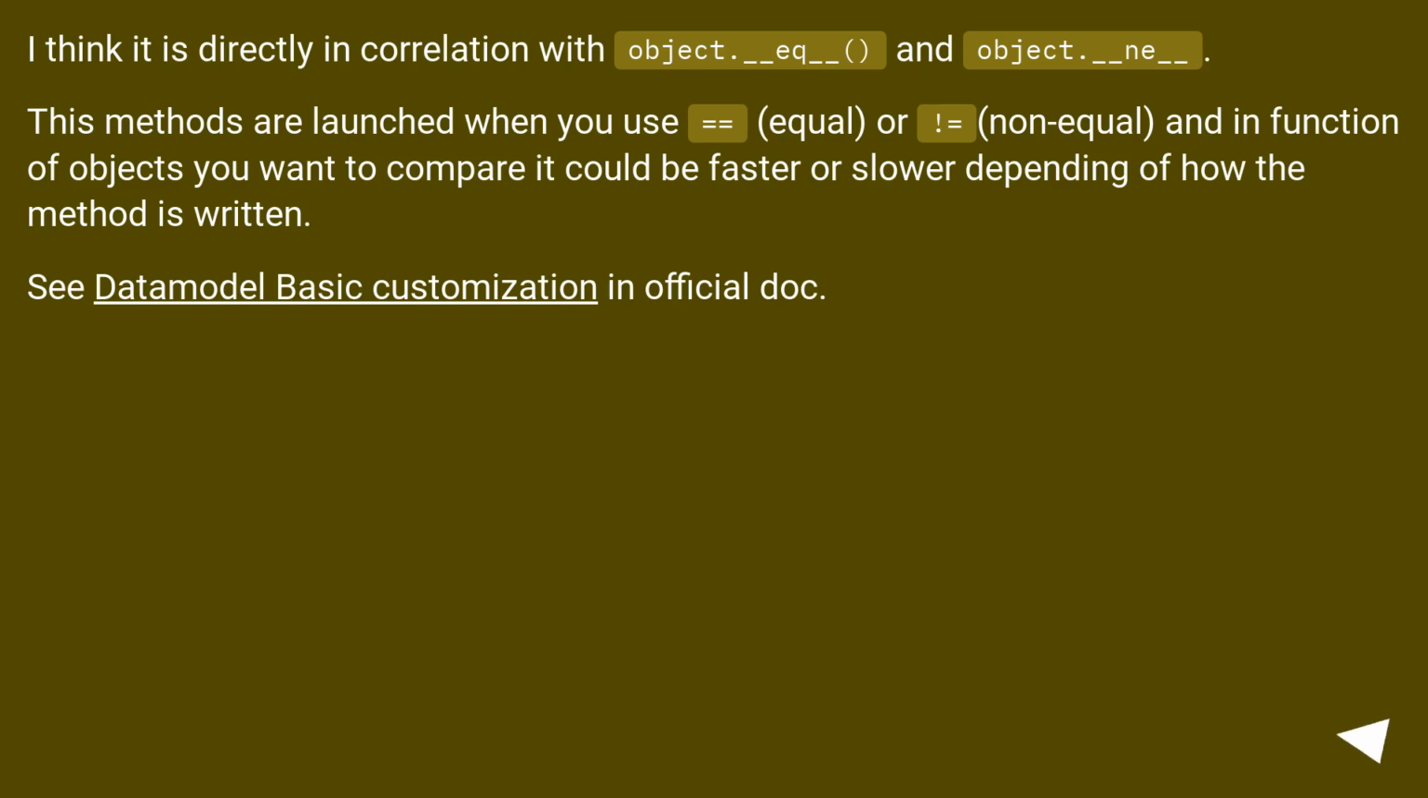I think it is directly in correlation with object.__eq__ and object.__ne__. These methods are launched when you use equal or not equal, and depending on the objects you want to compare, it could be faster or slower depending on how the method is written. See the data model basic customization section in the official docs.